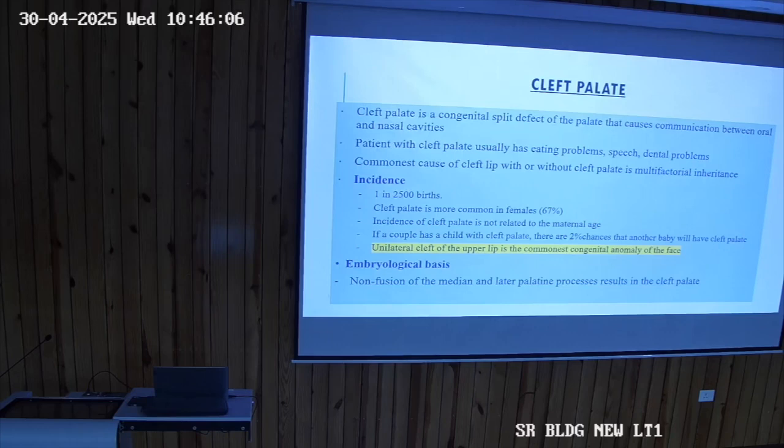So unilateral cleft lip जो है, it is the most common deformity. Then the cleft palate, it is more common in females. Cleft lip is more common in males. Cleft palate is more common in females. The cleft palate incidence is not related with the maternal age, whereas for cleft lip, with increasing age there are chances of the cleft lip. Okay.